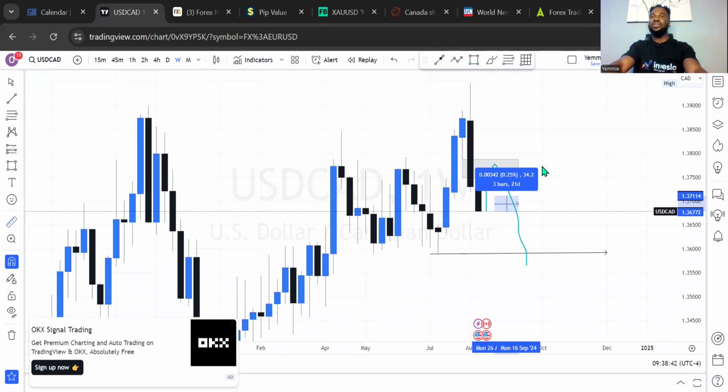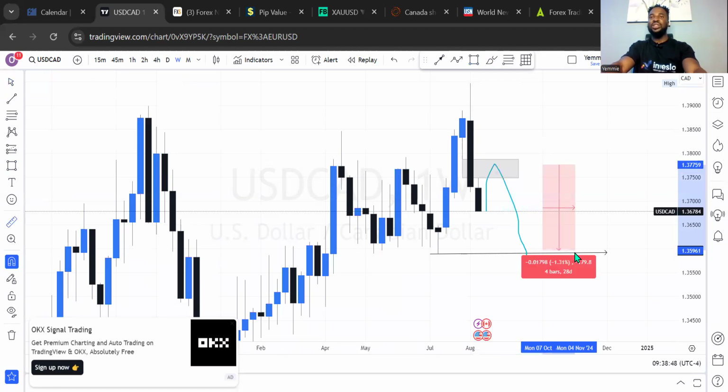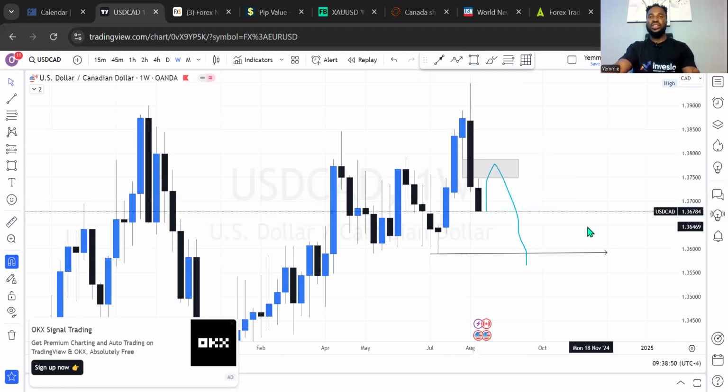If you are trading this on higher time frame, this is about 95 pips, and from there you can take a sell that will give you about 182 pips, which is not a bad deal. But if you are trading on a lower time frame, you can wait for a lower time frame entry protocol. But for this higher time frame analysis, at the end of the day, the entire movement that we're looking at right here looks to be bearish on the USD CAD weekly outlook.